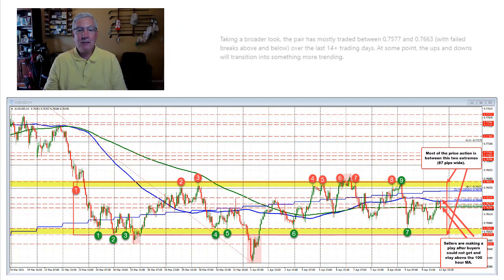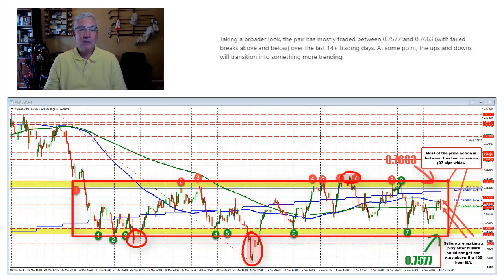So I continue by saying, I am taking a broader look. The pair has mostly traded between 0.7577, that is the low here, and 0.7663, that is the high up here, over the last 14 plus trading days. Now there are some failures, well, here and up here, but generally speaking, the price has been non-trending in an 87 pip trading range. I outline it right here in my comment.